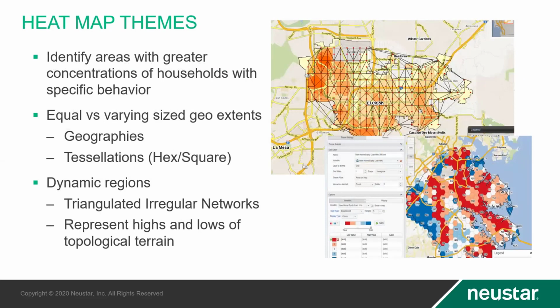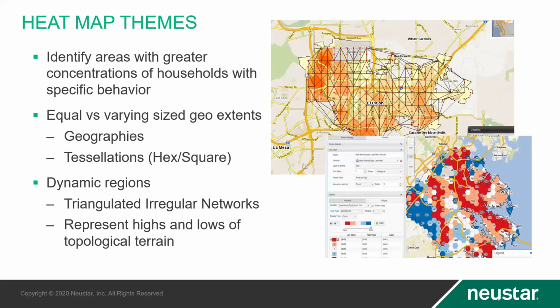Another very common use case with our clients, and something important to them, is to identify concentrations of households that have a certain behavior or a high propensity to purchase a certain product. That's really common, and there are different ways you can do this. You can use component geographies like zip codes, block groups, states or counties. Or you can use tessellations, some type of grids, either square or hexagonal. Or you can create dynamic regions. Each of these has different benefits.